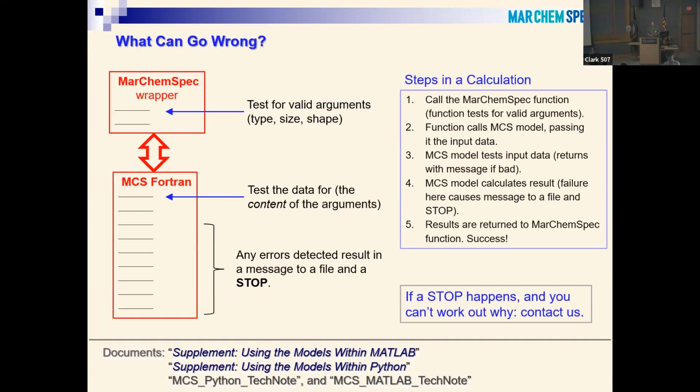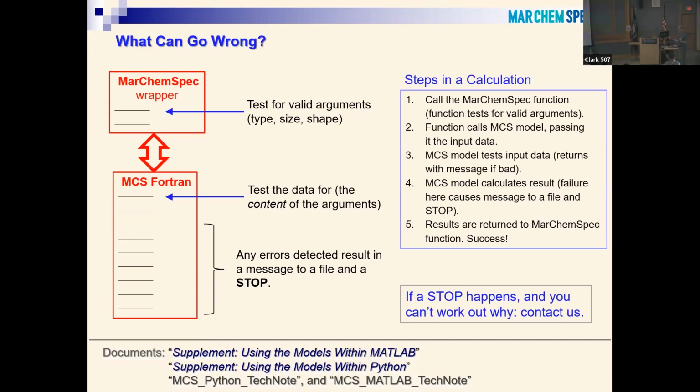So what can go wrong? It helps just a little bit to understand how this works. So you call this wrapper function. It tests to make sure you've got valid arguments. Are they the right type? Are they numbers rather than characters? Are they the right size and shape? If they're not, you'll get an error message. If everything's okay, they're passed to the underlying model. And that's where all the data, the content of those arguments, is tested to death. I mean, we really tried to test everything. And if there's an error there, the wrapper will come back to you. You'll get an error message, and you'll see what was wrong.